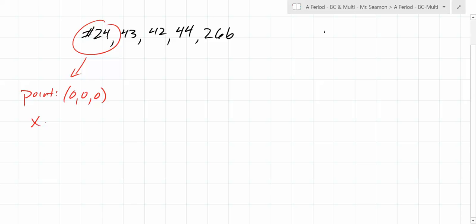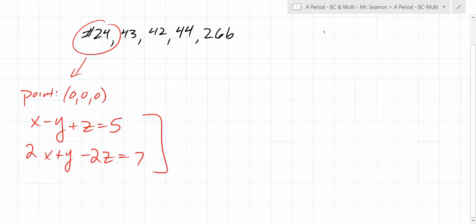What are these? So x minus y plus z equals 5, and 2x plus y minus 2z equals 7. So it needs to be perpendicular to both of those things. Perpendicular to both. So how do you find a vector that's perpendicular to both?